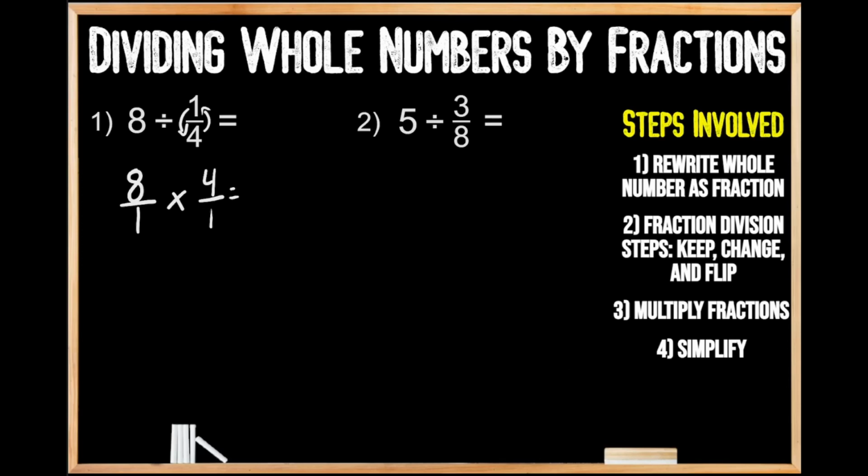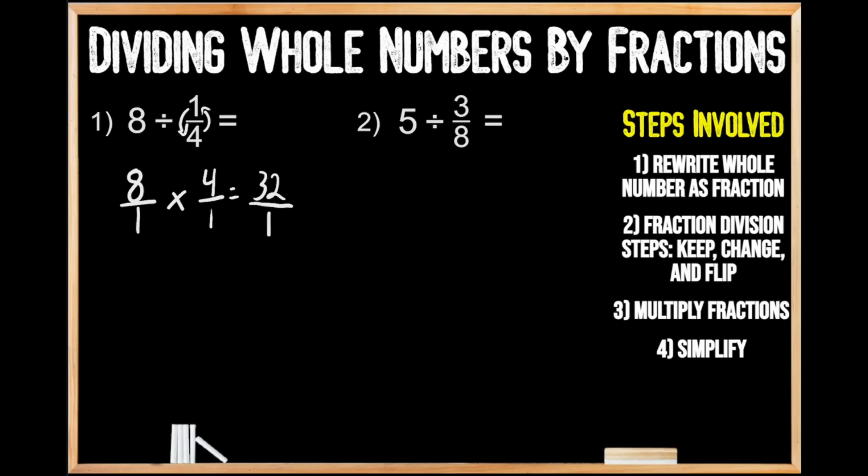Now we can move on to step number 3, where we're going to multiply these fractions. We're going to start out by multiplying our numerators. When we multiply 8 times 4, we get 32. And when we multiply the denominators of 1 times 1, we get 1.